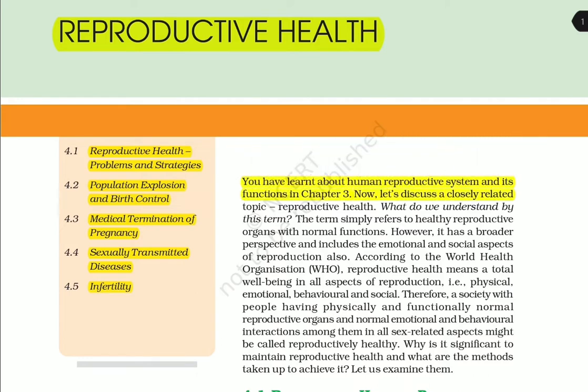Now let's discuss a closely related topic, reproductive health. What do we understand by this term? The term refers to healthy reproductive organs with normal functions. However, it has a broader perspective and includes the emotional and social aspects of reproduction also. According to the WHO, reproductive health means total well-being in all aspects of reproduction, that is physical, emotional, behavioral and social.